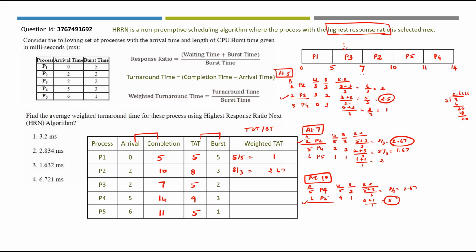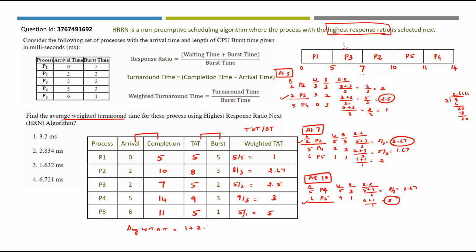That's why we have 2.67. Then we have 5 divided by 2, which will give 2.5 exactly. Then we have 9 divided by 3. This will give you 3. 5 divided by 1 will give you 5. So what is the average weighted turnaround time?